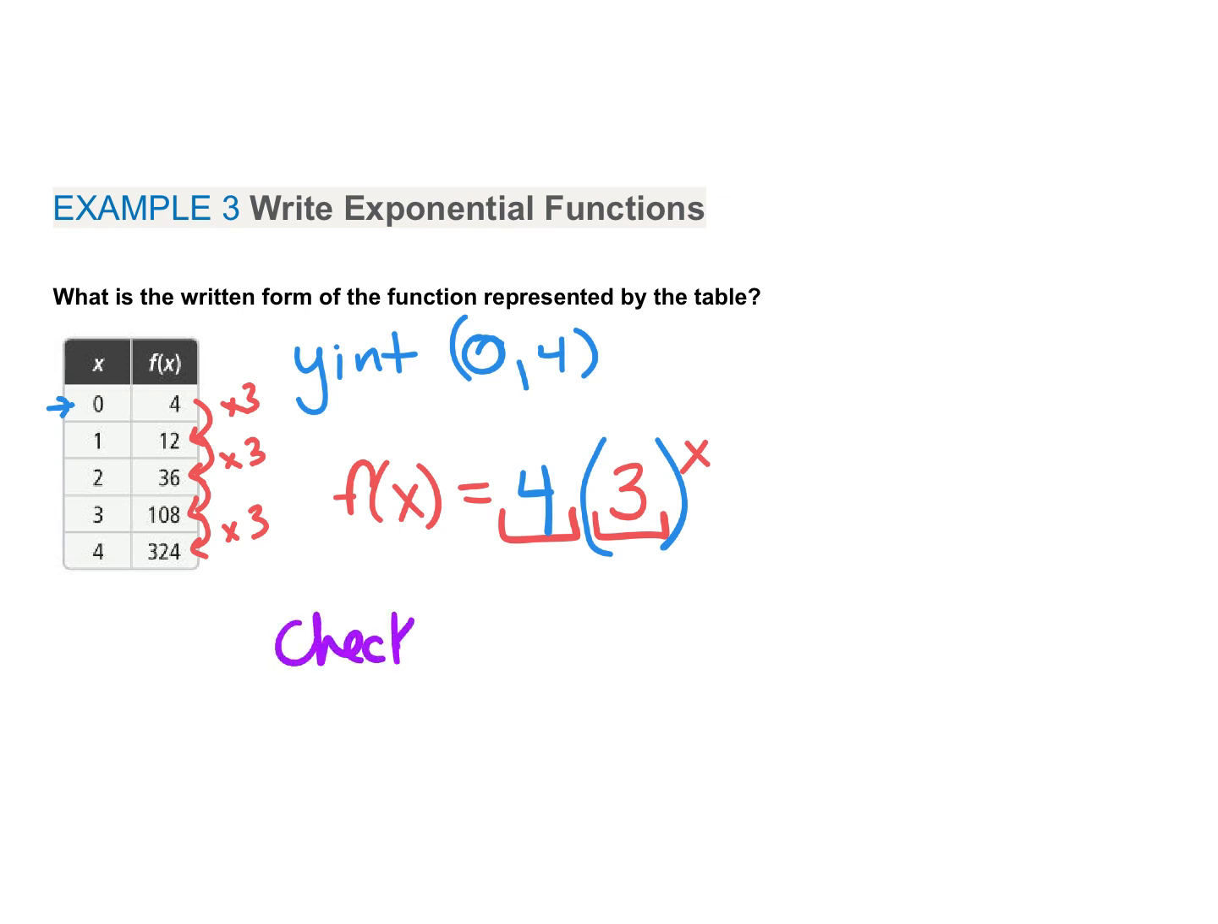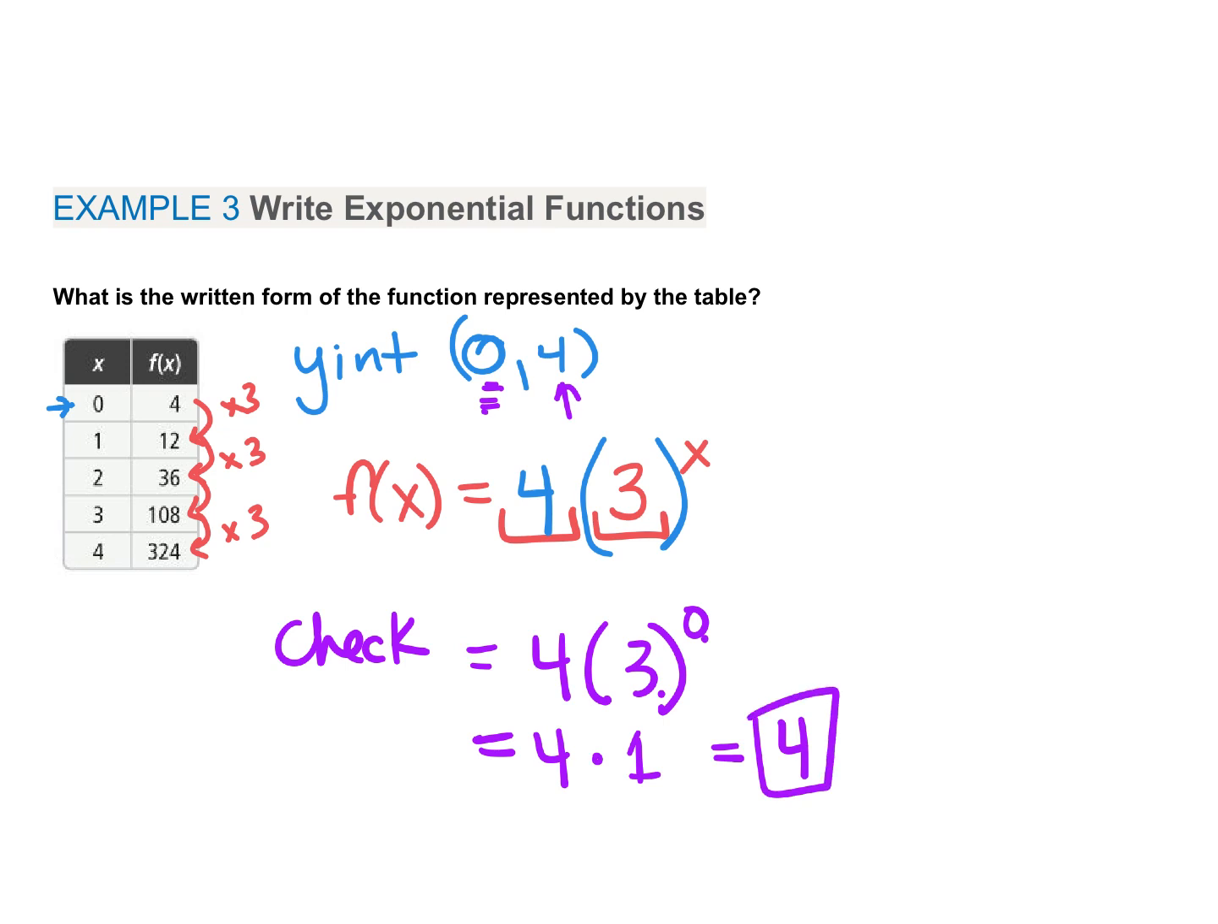So to check our work, we're going to take an x value of 0 and plug it in. So 4 times 3 to the 0 and see if we get out 4. Okay, so 4 times 3 raised to the 0 power is 1. 4 times 1 is 4, and that checked.